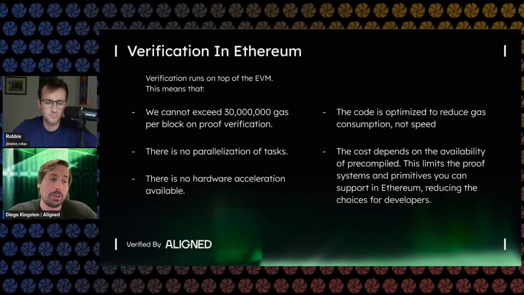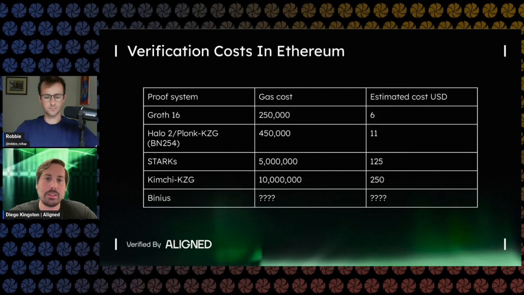Of course, you are doing that at the expense of additional costs and additional latency. And also you are abandoning some of the nice properties that your proof system may have. Okay, so just to give you an estimate of the cost of proof verification, here I have some popular proof systems, their gas cost, and an estimate of the amount in US dollars. Of course, that depends on network congestion and also on the relationship between Ether and the US dollar.